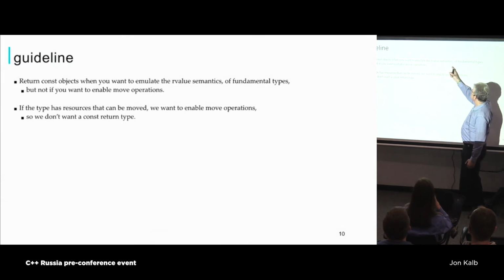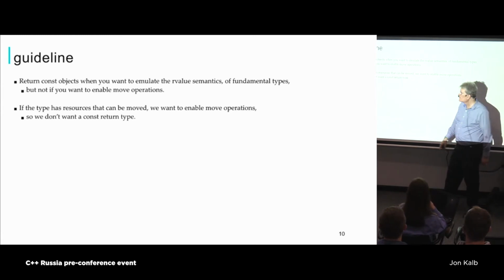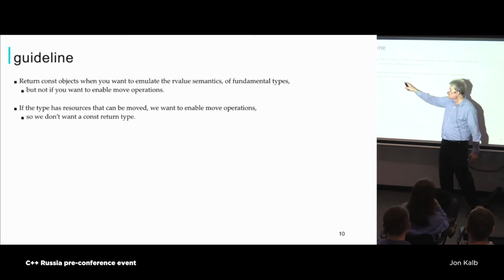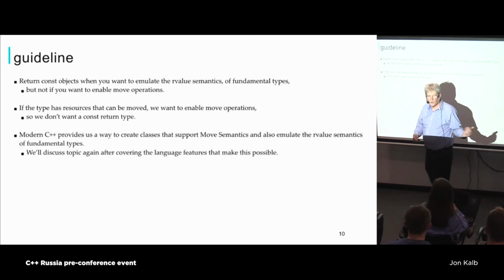So what we might say is that we want to return const objects when you want to emulate all value semantics of fundamental types, but not if you want to enable move operations. If the type has resources that can be moved, you want to enable move operations, so we don't want a const return type. Does that make sense? So that's a modern update of what Scott had advised.